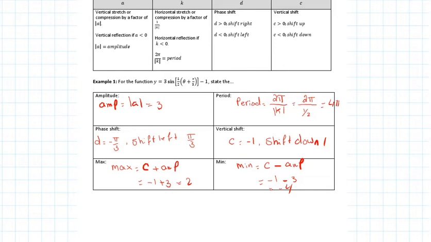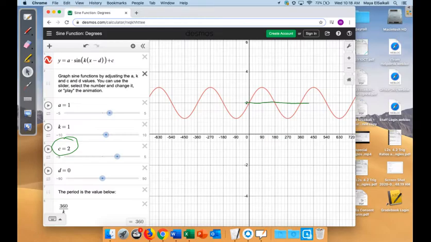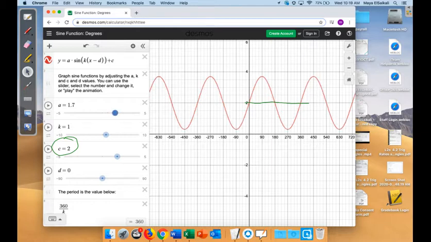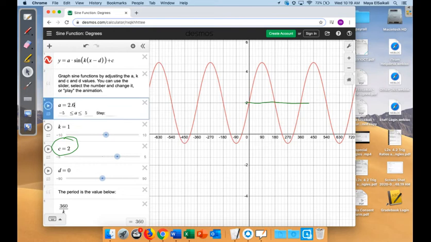Okay, so I'm going to take this to Desmos and try to graph this function, and let's see if we can see all of this. All right, so we said that A is equal to 3. So A is 3. K is a half.